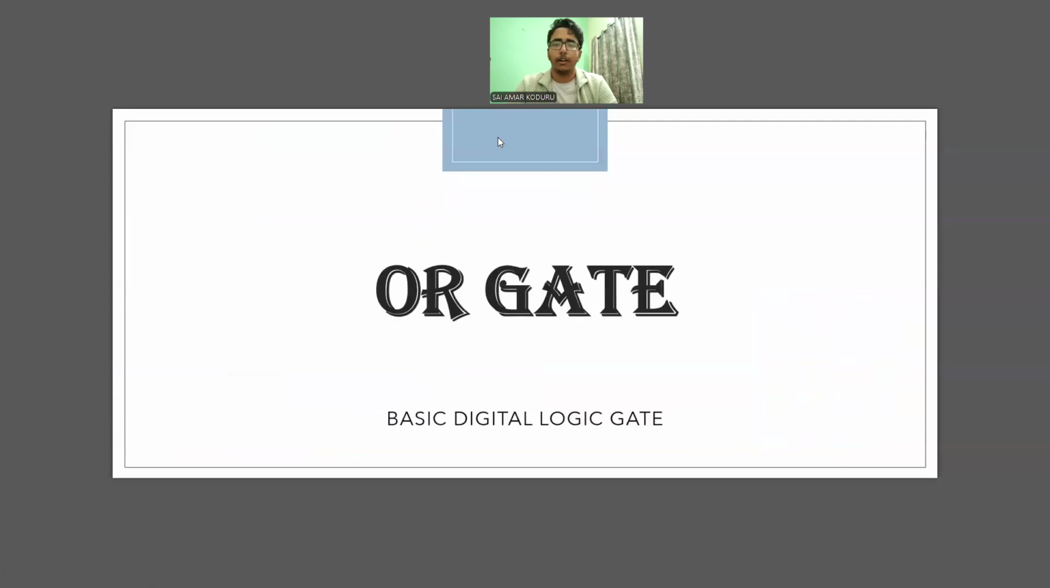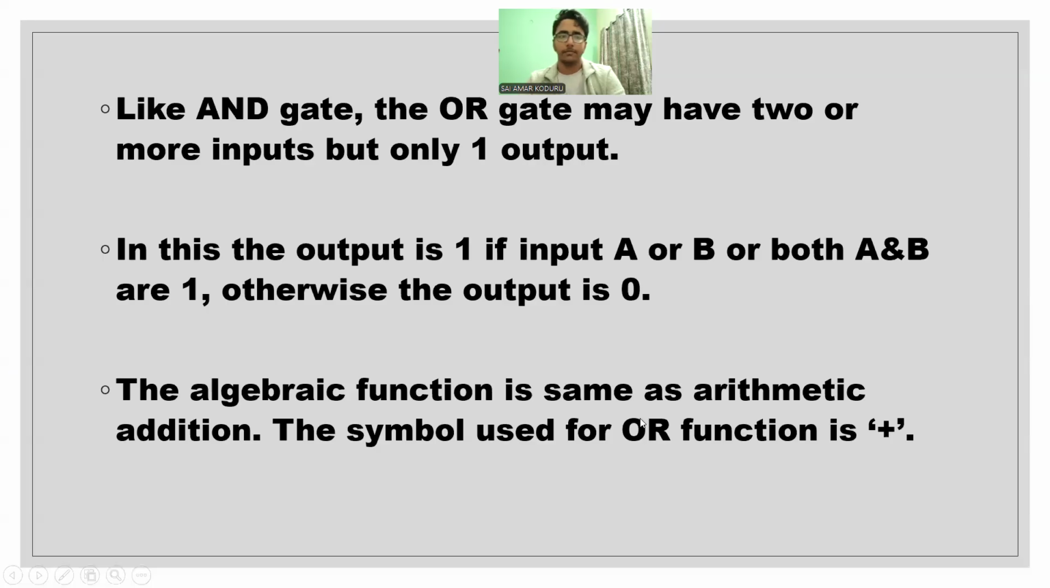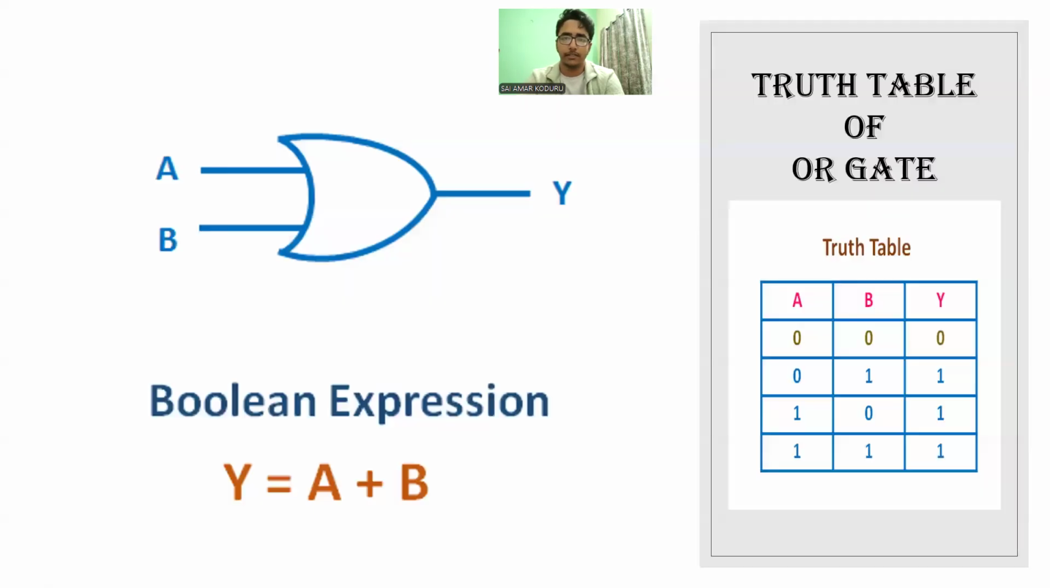Now let's talk about the OR gate, which is also a basic digital logic gate. Like the AND gate, the OR gate may have two or more inputs, but only one output. The output is 1 if input A or B or both A and B are 1, otherwise the output is 0. The algebraic function is the same as arithmetic addition. The symbol used for the OR function is plus.